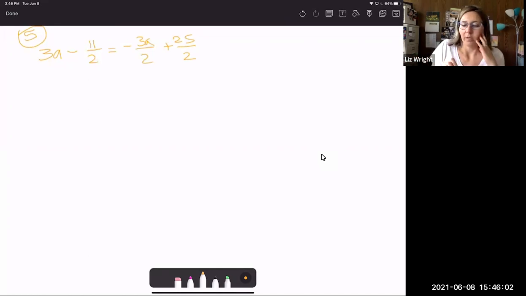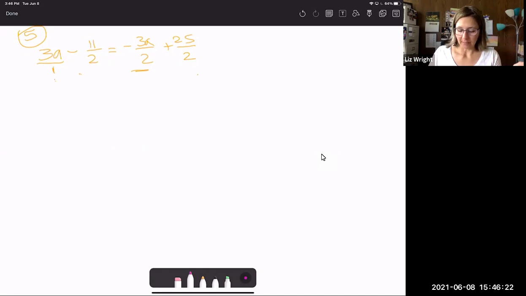Like you could add the 3a over 2 to this side and add the 11 halves to this side and combine your like terms and keep your denominators. You're going to need to get a common denominator of 2 here and keep going. I'm going to show you a different way, and it's called clear your denominators. Like, let's get rid of our denominators.